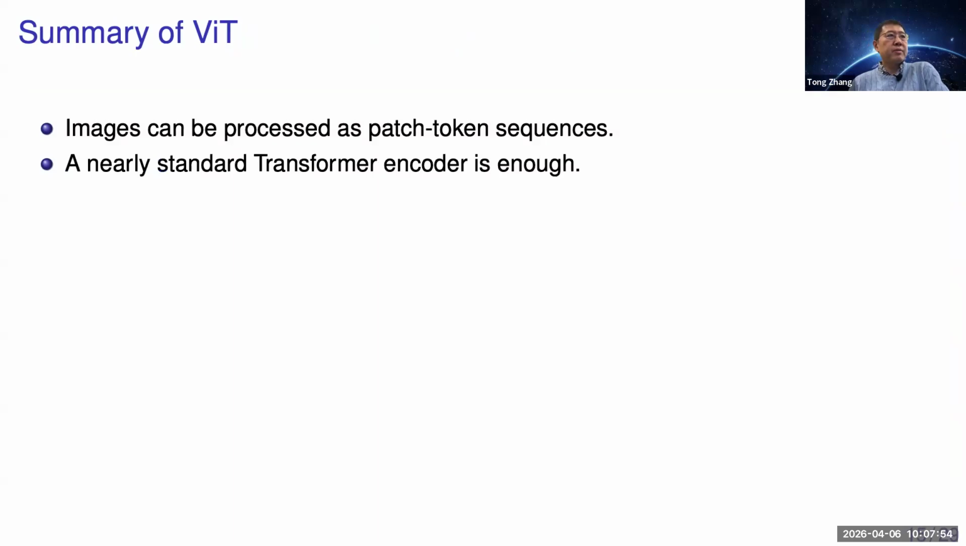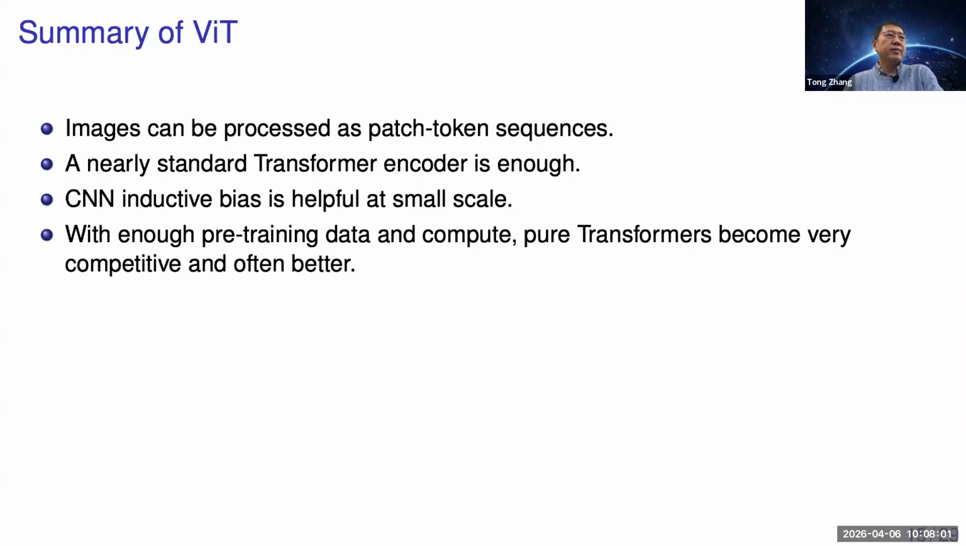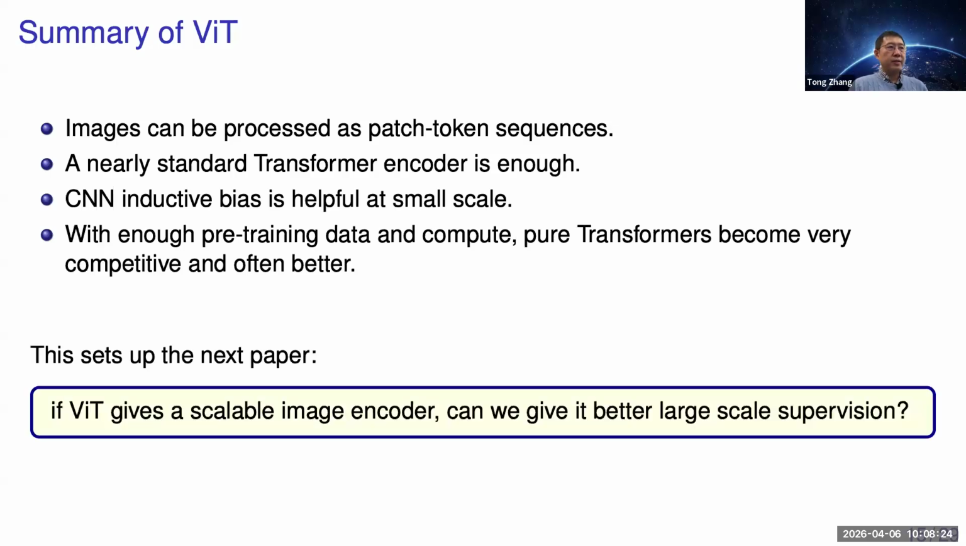Yeah, each patch, a nearly standard transformer is enough. CNN is helpful only at small scale. So this is quite an interesting lesson. With enough pre-training, a pure transformer becomes very competitive. This also, again, says the transformer architecture really can learn very complex interaction patterns. That's another amazing thing in this field. Transformers are so powerful in learning nonlinear interactions.